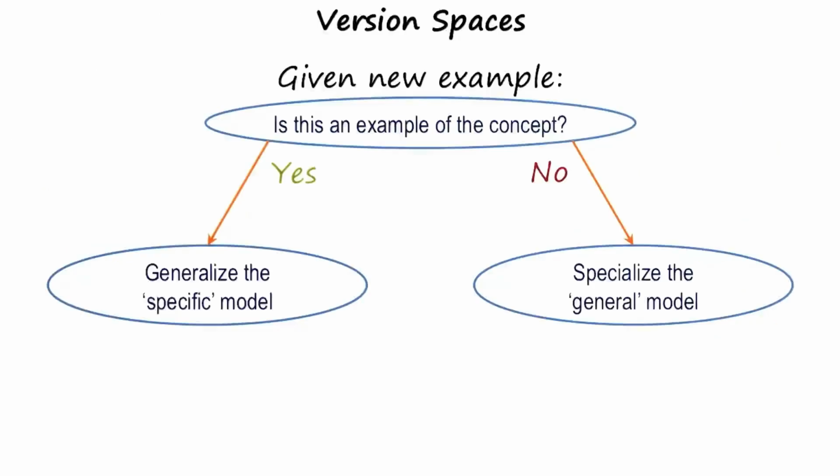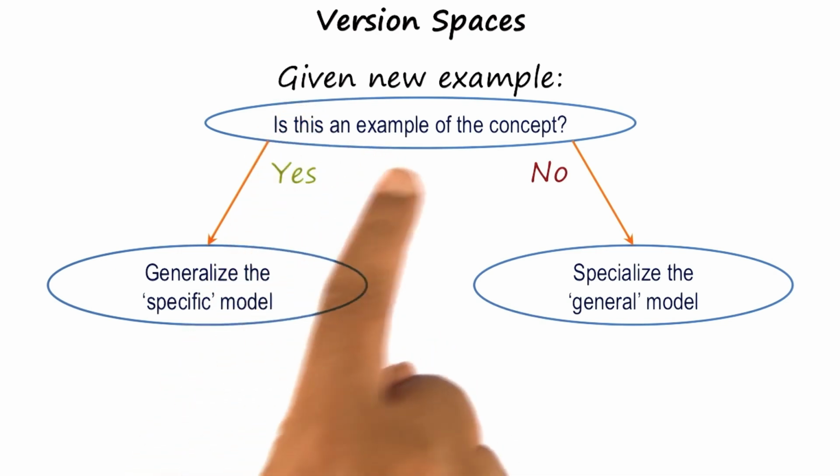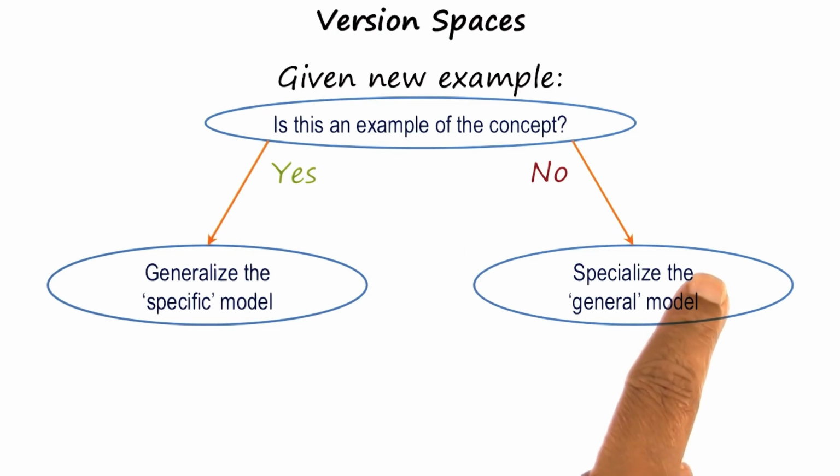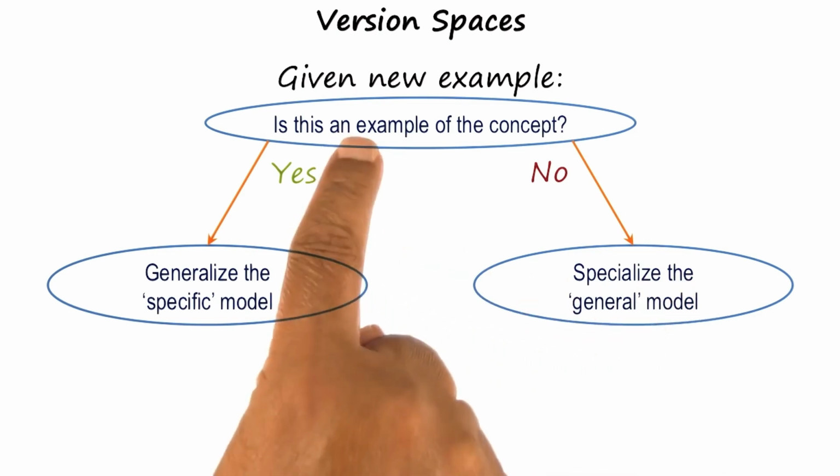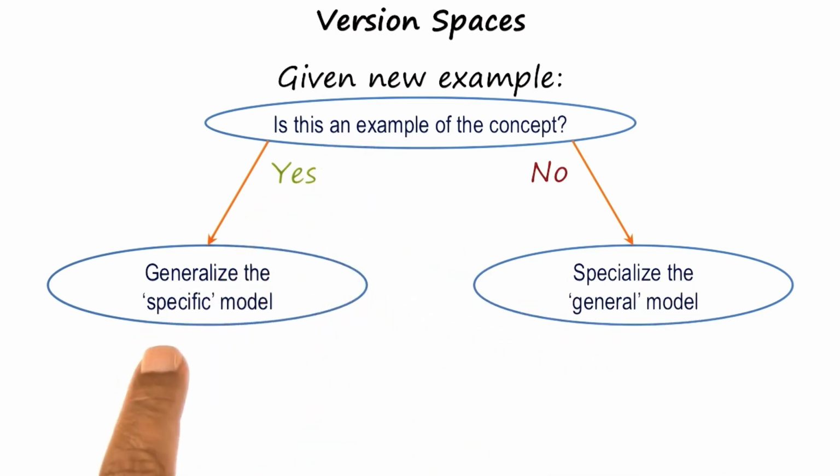So in the version spaces technique of learning concepts incrementally, we always have a specific model and a general model. As a new example comes along, we ask ourselves, is this a positive example of the concept to be learned or a negative example of the concept to be learned? If it's a positive example, then we generalize the specific model.